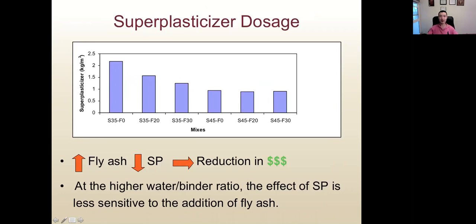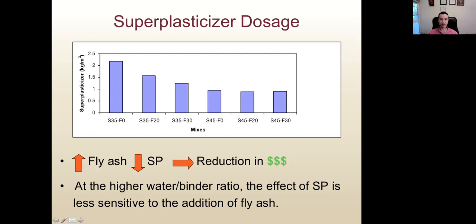All right, then let's look at some research on SCC, just some examples. In this research, we compare different concrete mixes. S35, F0 means the concrete has a water cement ratio of 0.35. F0 means we have 0% of fly ash. F20 means we have 20% of fly ash. And the others have a water cement ratio of 0.45 and fly ash percentages of 0, 20%, and 30%.